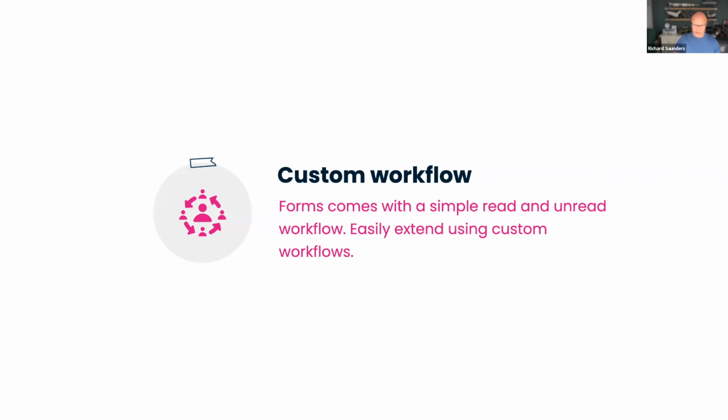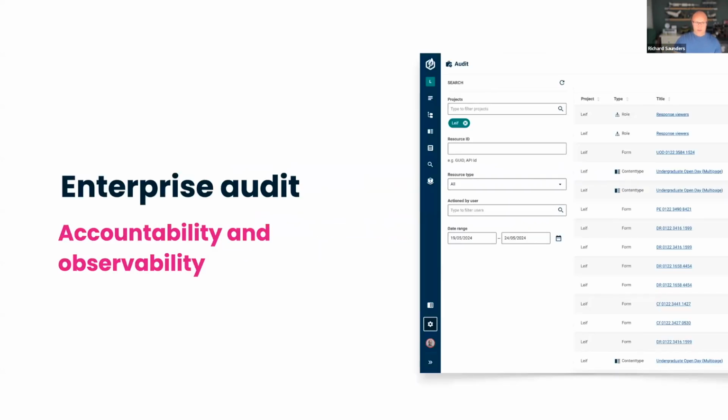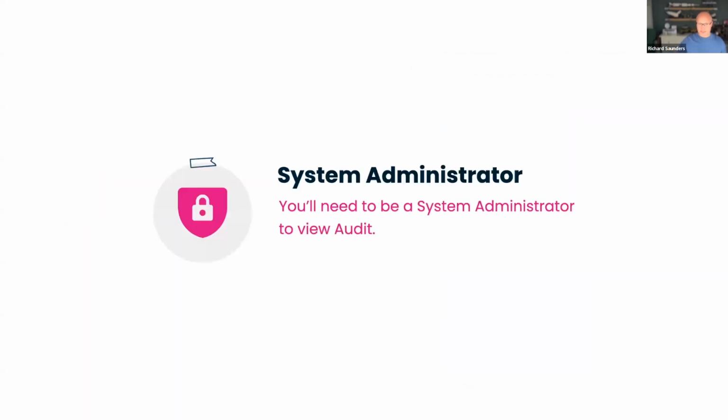But that's not all. We come next on to enterprise audit. The ability for accountability and observability of what's going on in a Contensis instance. As you can imagine, in an enterprise product, you can have tons of people all doing different things in your organization, updating entries, changing settings, updating content types, forms, adding comments, all that type of stuff. Loads of actions take place every day, every minute in a system.